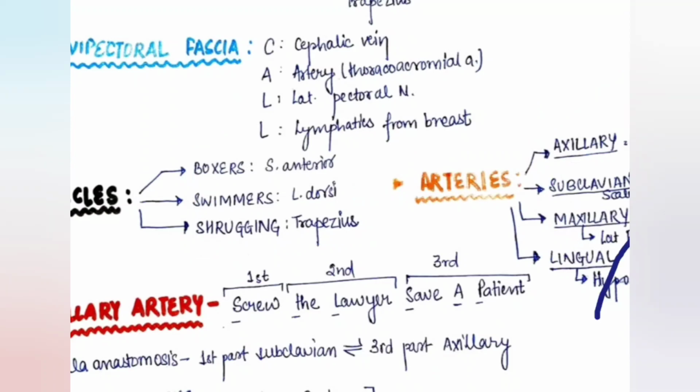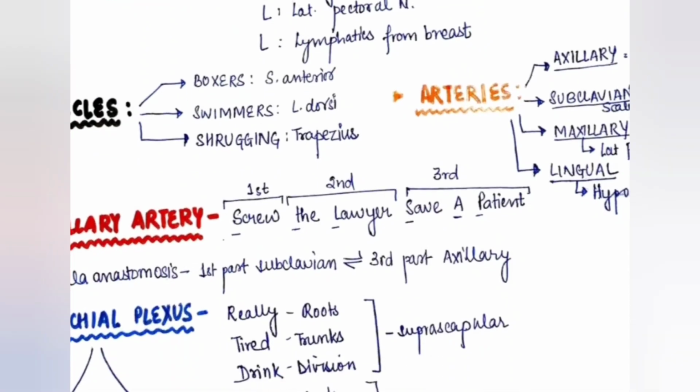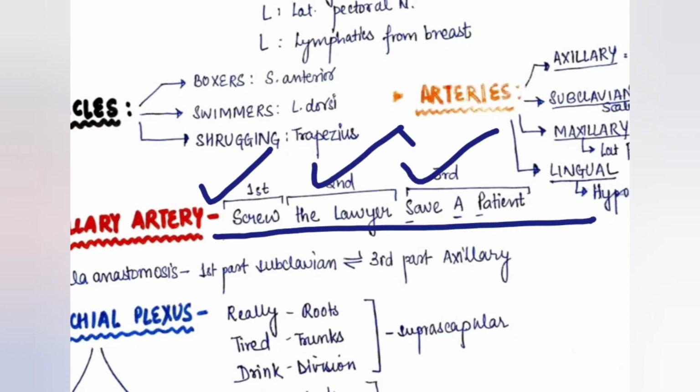Now branches of axillary artery. Remember it has three parts: the first part gives one branch, the second part gives two branches, and the third part gives three branches. The mnemonic is "Screw the lawyer, save a patient": S for superior thoracic, T for thoracoacromial, L for lateral thoracic, S for subscapular, A for anterior circumflex, and P for posterior circumflex. So in this way you can remember the axillary artery branches.